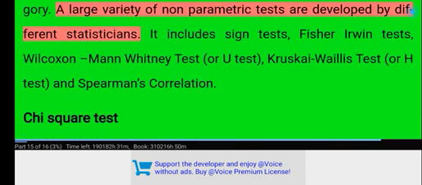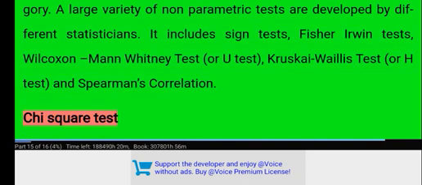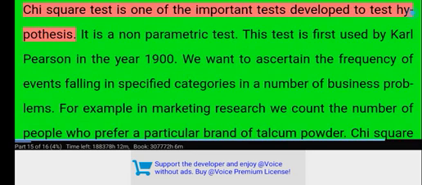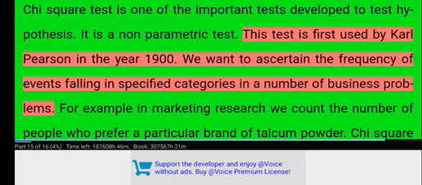A large variety of non-parametric tests are developed by different statisticians. It includes sign tests, Fisher-Irwin tests, Wilcoxon-Mann-Whitney test, or U-test, Kruskal-Wallis test, or H-test, and Spearman's correlation. Chi-square test. Chi-square test is one of the important tests developed to test hypothesis. It is a non-parametric test. This test was first used by Karl Pearson in the year 1900.